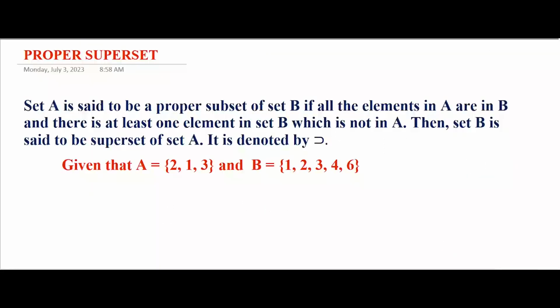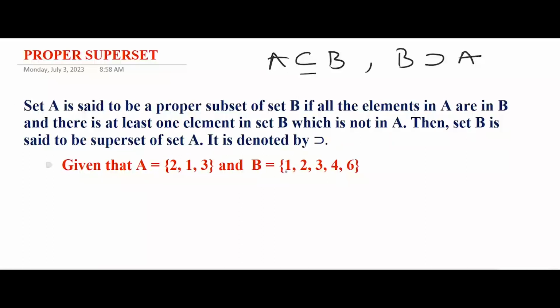That will be proper superset now. Okay, so just like the way we said that A is a proper subset of B, then in the same way we can say B is a proper superset of set A. Okay, so you know, for you to have a proper subset, the two conditions must be met. That is, all the elements in set A must be in set B, and there must be at least one element in set B which is not in set A.